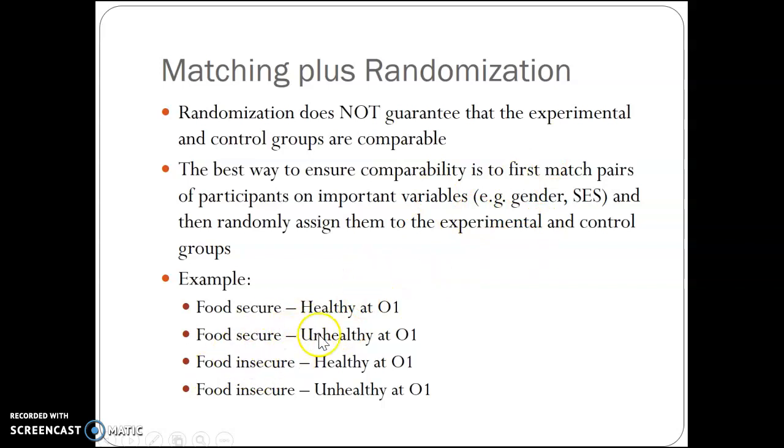I've done a variation on this in one of my studies. I talked to you guys about my SNAP study, and that's what I'm showing here. I matched on food security status, and then also on health here.